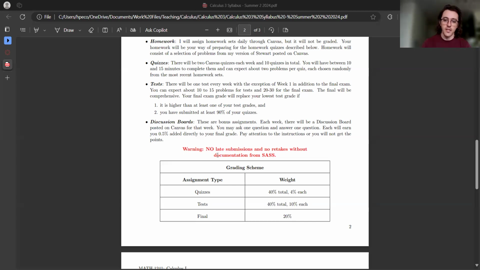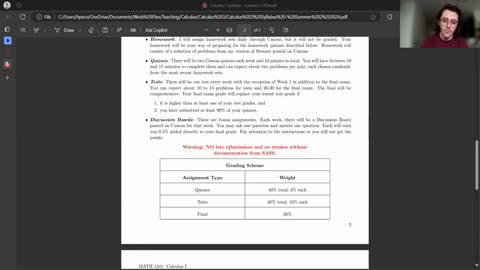Right here at the end, no late submissions, no retakes. I'm just not going to do any of that this semester. Sometimes I'm a little bit lenient, but because it's an asynchronous course, it's very, very quick. It's just not practical to allow anything like that. So make sure that you are marking everything on your calendar and make sure that you are taking some amount of time out of your day for lectures and homework every day.